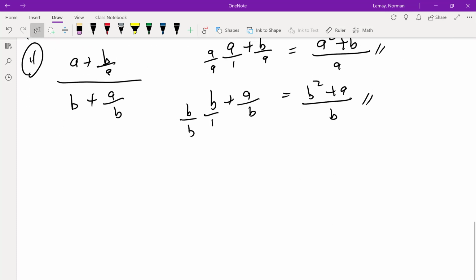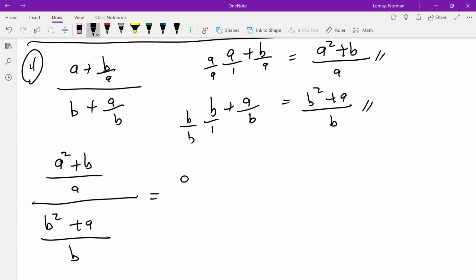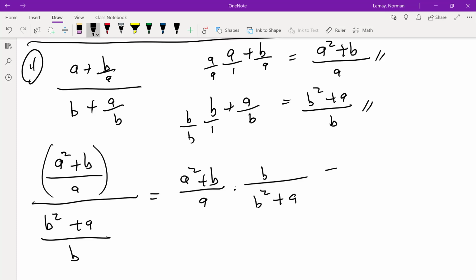So now I can rewrite this as A squared plus B divided by A over B squared plus A divided by B. So again, I get A squared plus B over A. So that's the first fraction. Now I got to invert the second fraction on the bottom, B over B squared plus A. And notice there's nothing, this A squared plus B, it doesn't factor. B squared plus A, it doesn't factor.